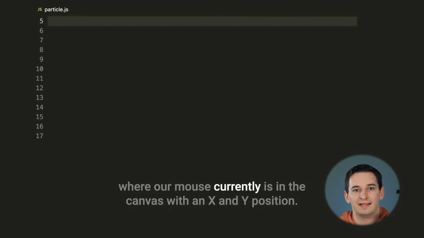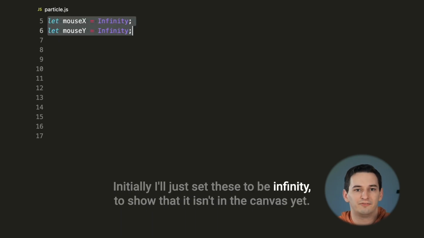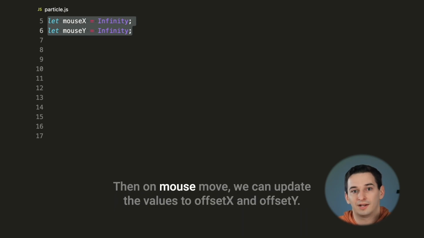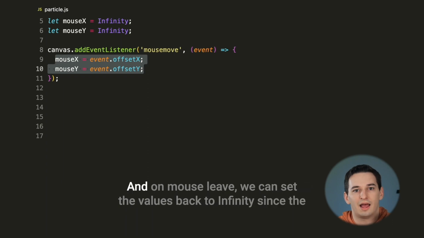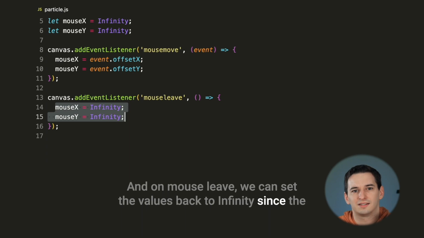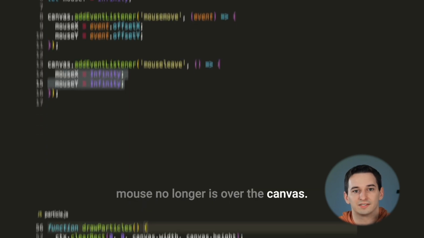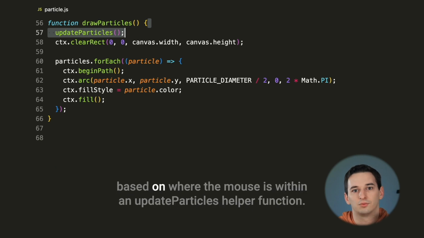So first, let's keep track of where our mouse currently is in the canvas with an X and Y position. Initially, I'll just set these to be infinity to show that it isn't in the canvas yet. Then on mouse move, we can update the values to offset X and offset Y. And on mouse leave, we can set the values back to infinity since the mouse no longer is over the canvas. Next, before we draw the particles, let's first update the particles array based on where the mouse is with an update particles helper function.